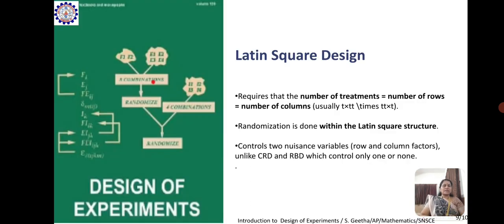Latin square design requires that the number of treatments is equal to the number of rows and equal to the number of columns. Then only we can apply Latin square design. Randomization is done within the Latin square structure. It controls two nuisance variables, row and column factor, unlike CRD and RBD, which control only one or none.